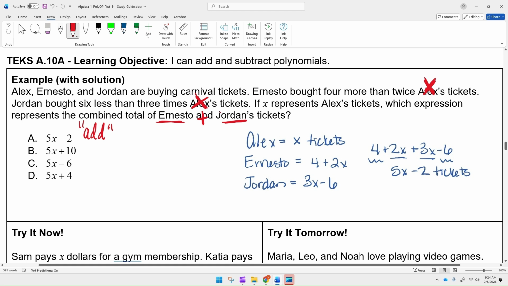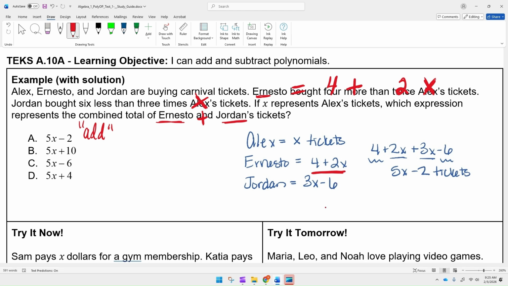Now I'm going to go back through it and read. So we've got Ernesto. Ernesto bought, so Ernesto is equal to 4 more. So I'm going to write 4 over the word 4. More means plus, because think, you have 4 more. Then twice Alex's, so that's 2x. Now they have it written for you out here as well. Ernesto is equal to 4 plus 2x.